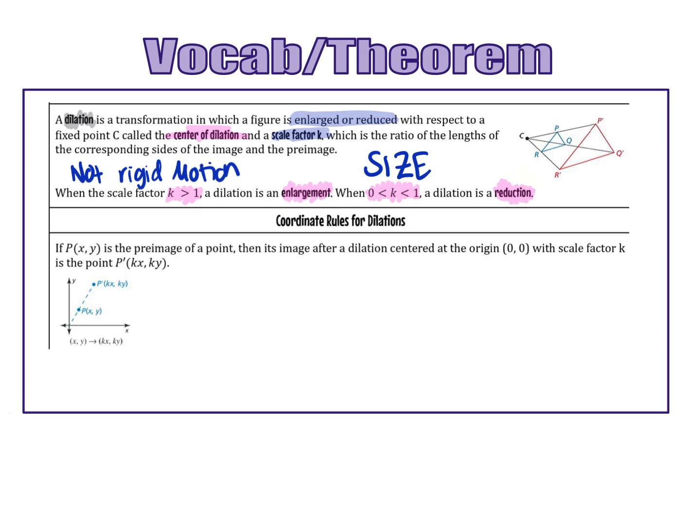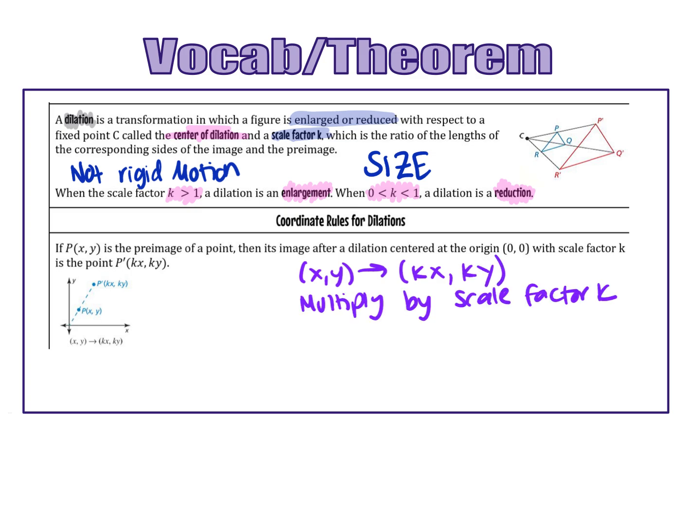So the basic idea for calculating a dilation is that we're going to take all of our points, x and y, and we're going to multiply them all by that scale factor to find our new coordinate, x and y. And that's really all we're going to be focusing on. Each coordinate, the x value and the y value, will be multiplied by a given scale factor.